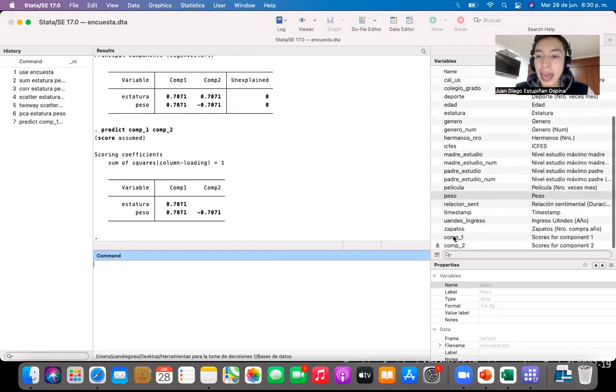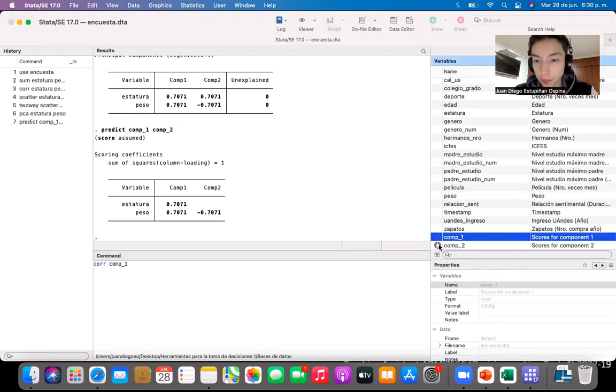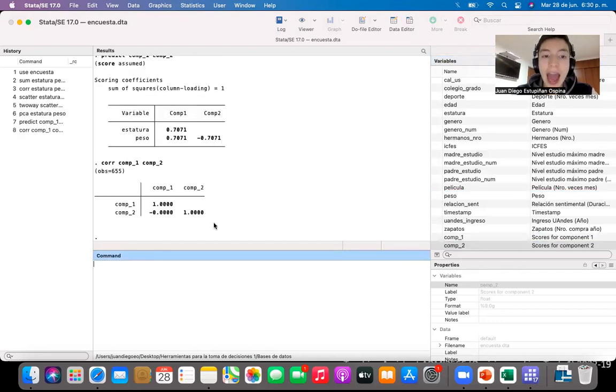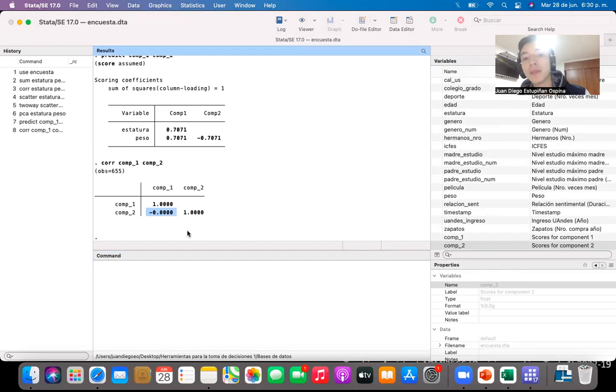And here, Stata will create a variable for the scores for component 1 and component 2. And with those variables, we are going to calculate their correlation with the same command that we used before. And here we can see that they are not correlated because they represent different information.